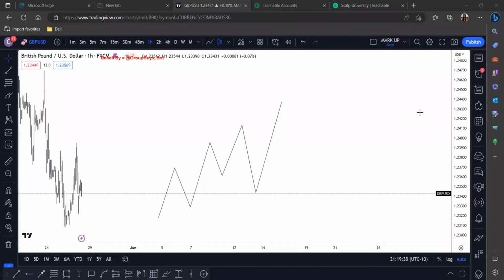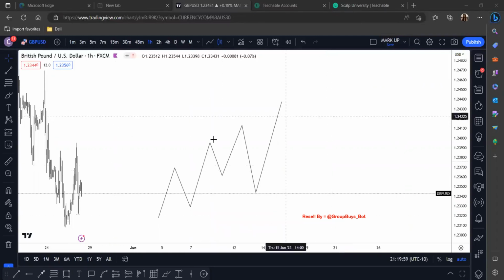Hi guys, so this is going to be a pretty quick, to the point video on how exactly to read liquidity. I'm going to assume the majority of you already have an idea of how to read liquidity. It's really not that hard. It's actually very, very simple.